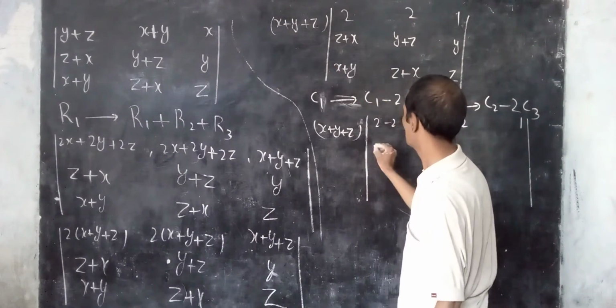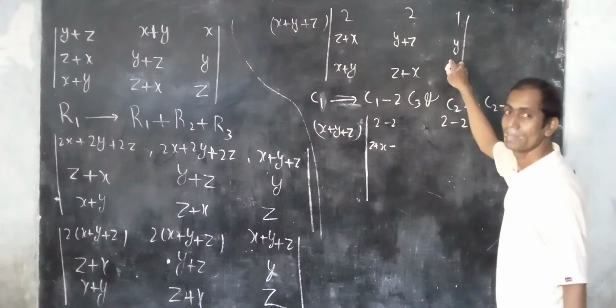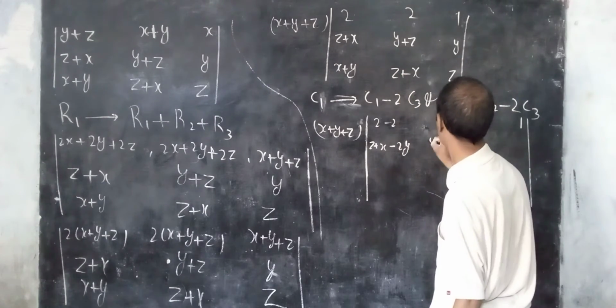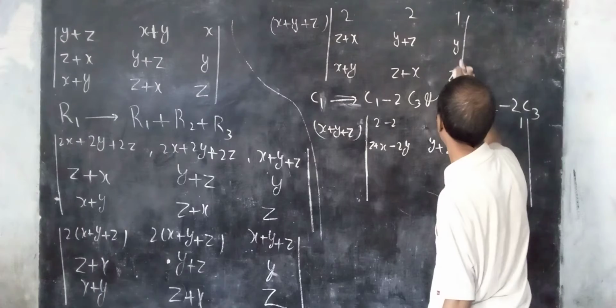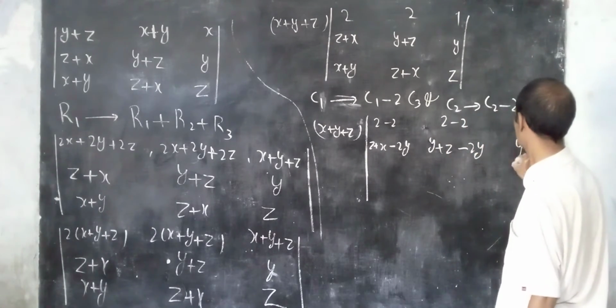Now R1 is this. z plus x minus 2 times of this, minus 2y, and y plus z, and 2 times of this minus 2y, or no change in the third term.